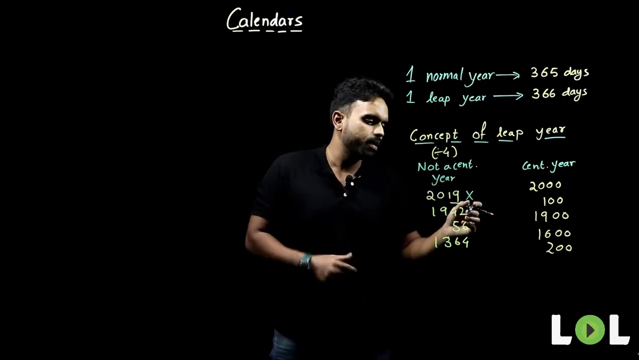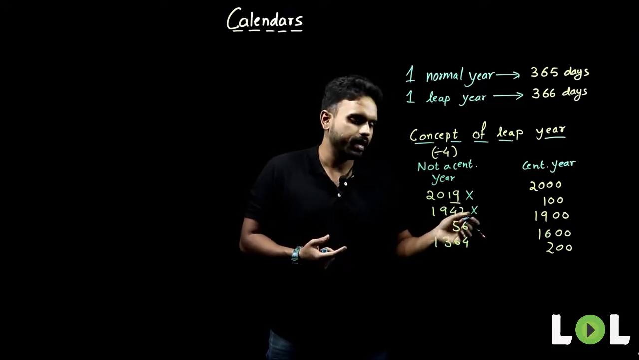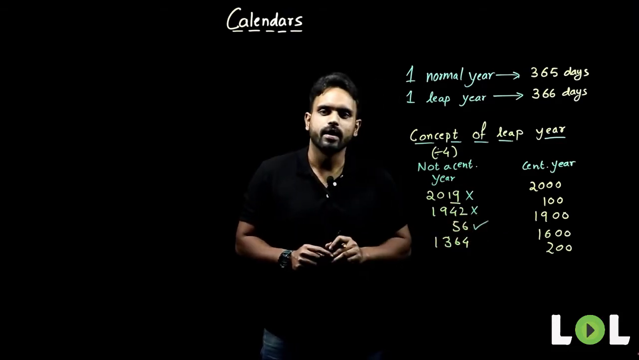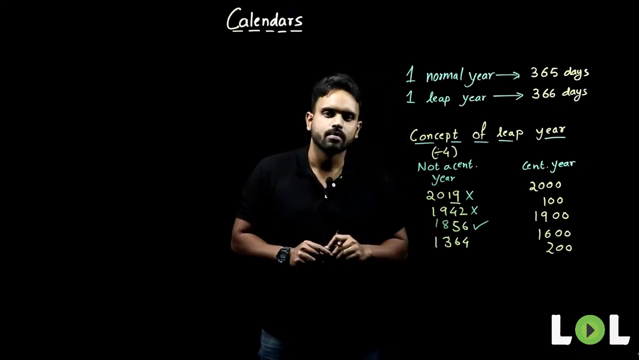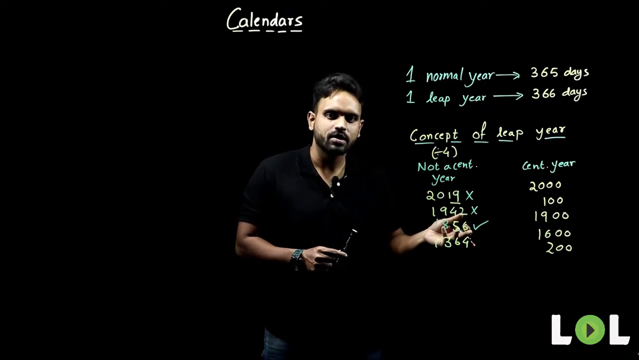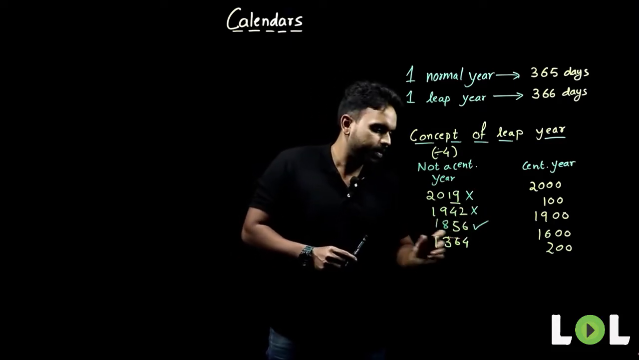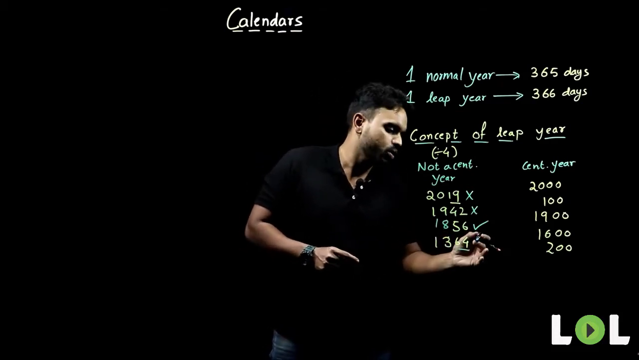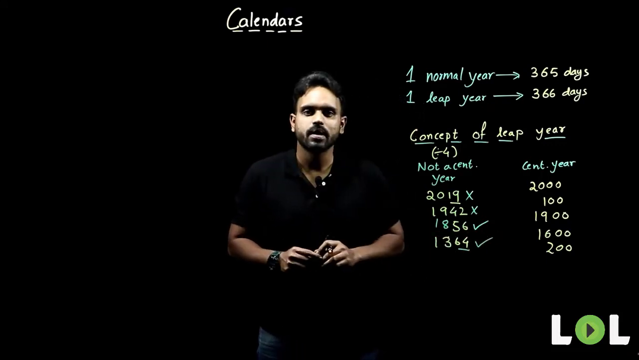1942, is it divisible by 4? No, it is not divisible by 4. It is not a leap year. 56, year 56, is it divisible by 4? Yes, so this will be a leap year. If I make it 1856, is it divisible by 4? Yes, and it will be a leap year. 1364, is 64 divisible by 4? Yes. So, 1364 will also be a leap year.